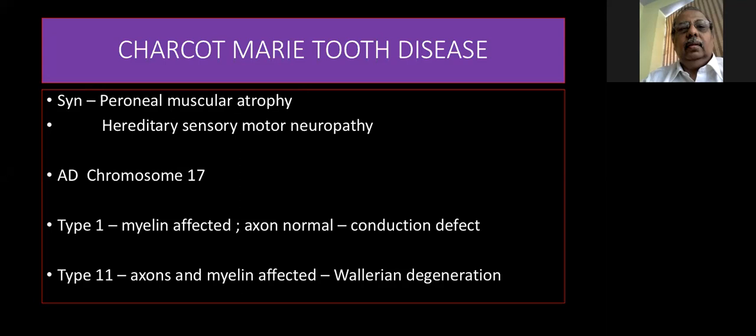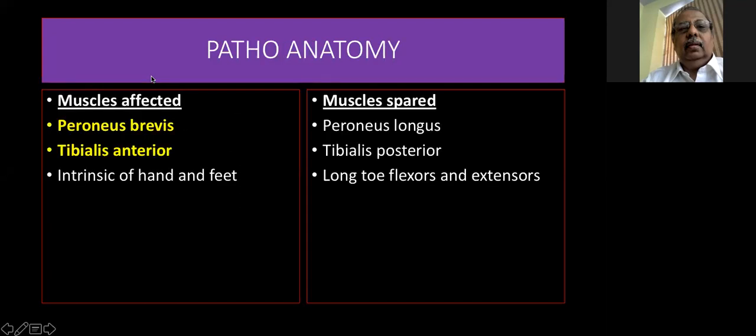It is very important to distinguish between these two. We usually send them for genetic testing and NCV to find out whether it is type 1 or type 2. Because in type 1, the surgery will be successful because it is a non-progressive lesion, while in type 2, it progresses, and therefore your surgical procedure is likely to fail.